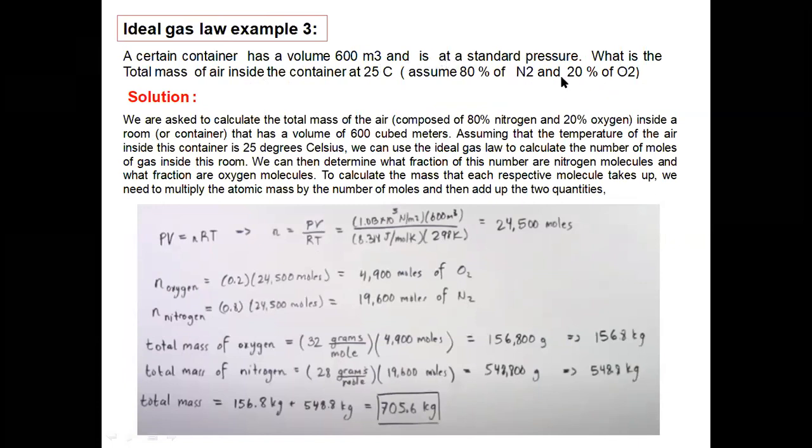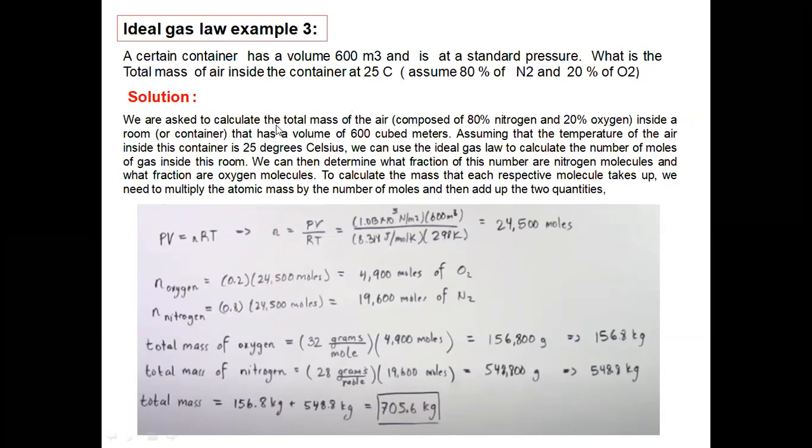Okay. Another example: we have a certain container with a volume of 600 cubic meters at standard pressure. Standard pressure means 180 kPa. What is the total mass of air inside the container at 25 Celsius, assuming 80% N2 and 20% O2?